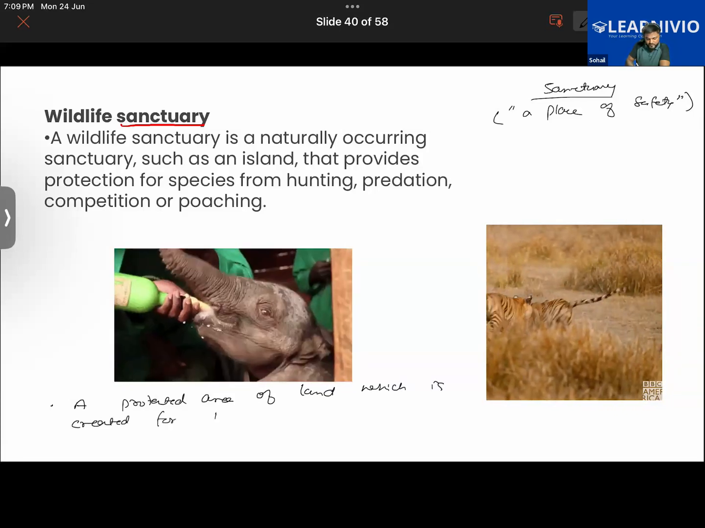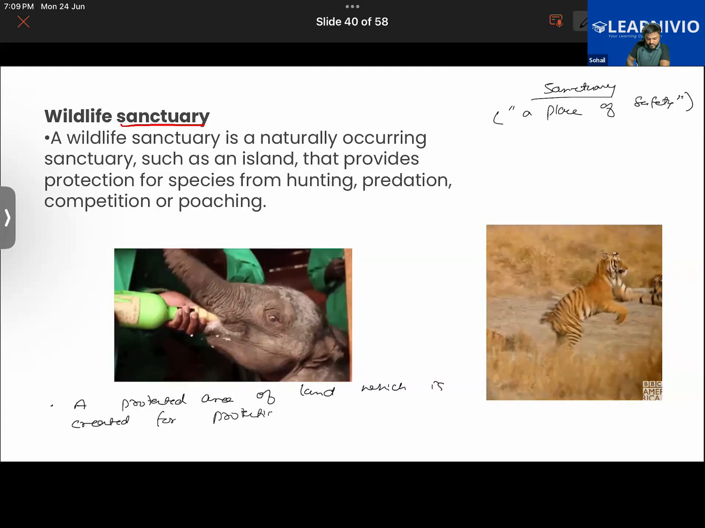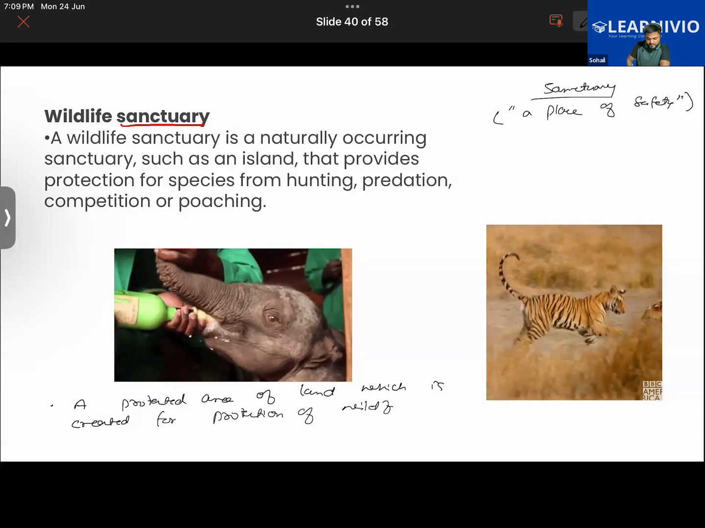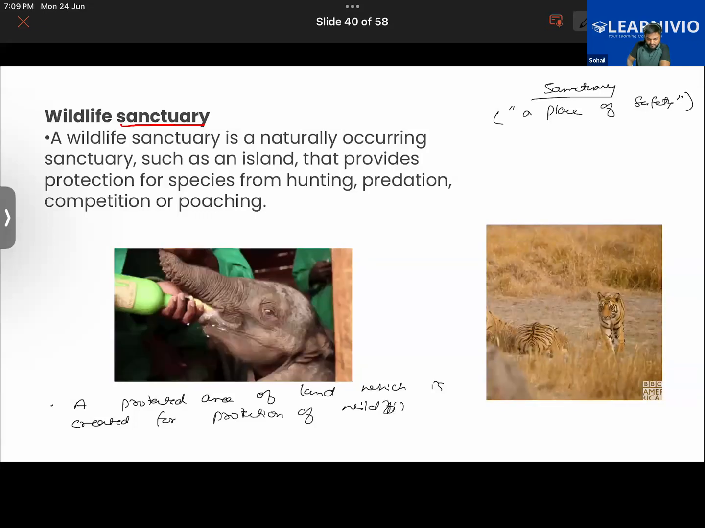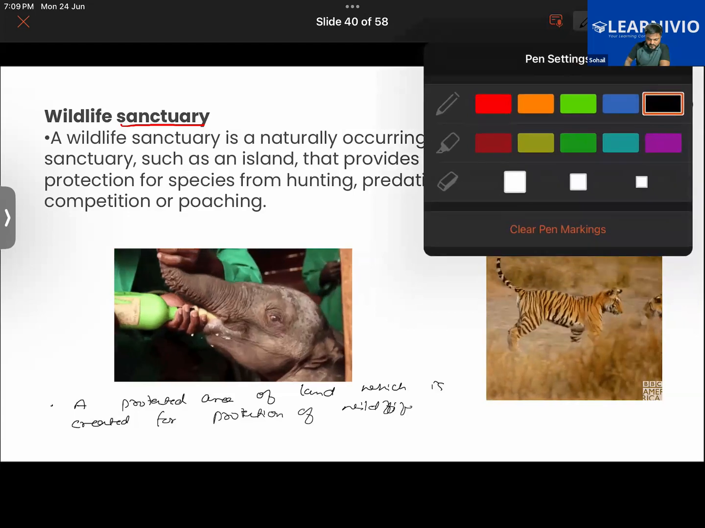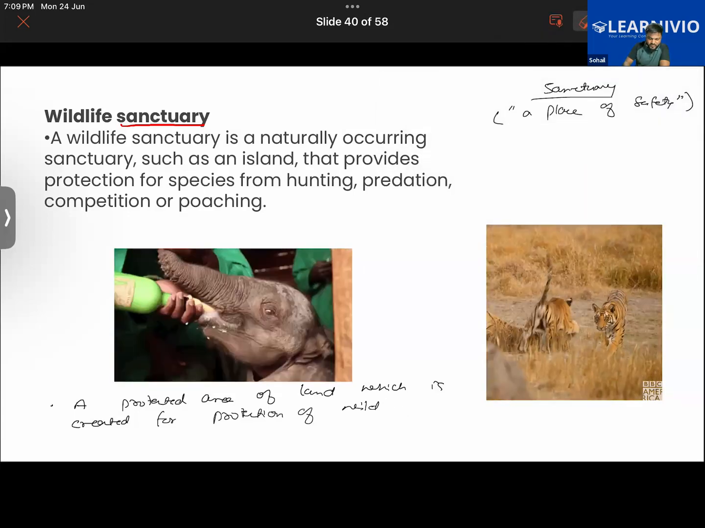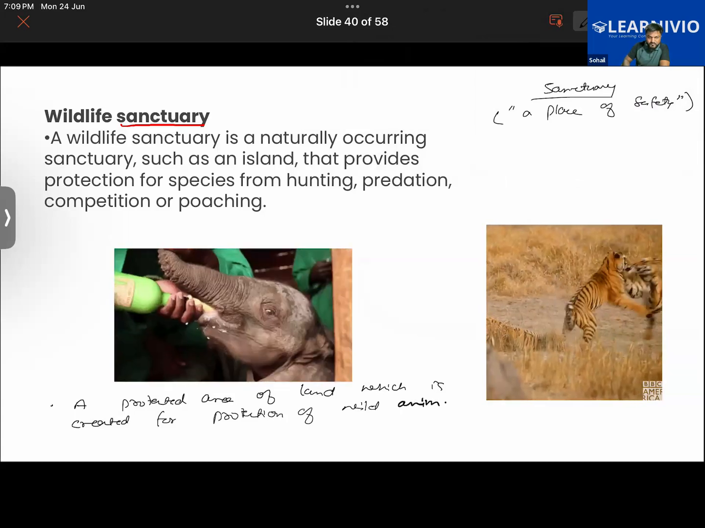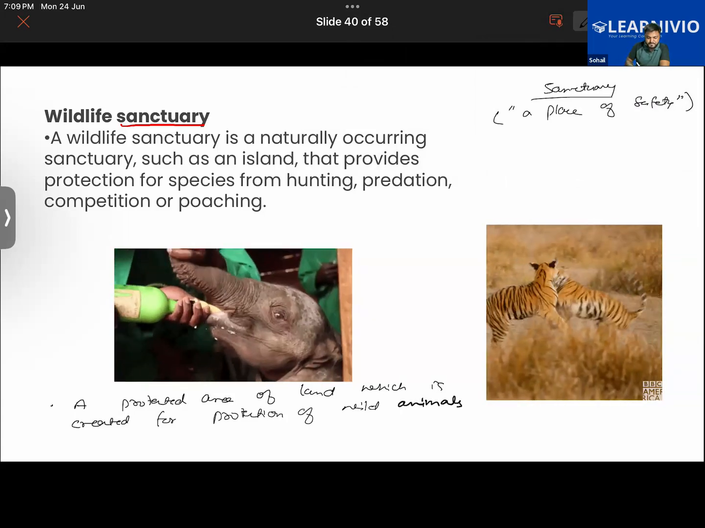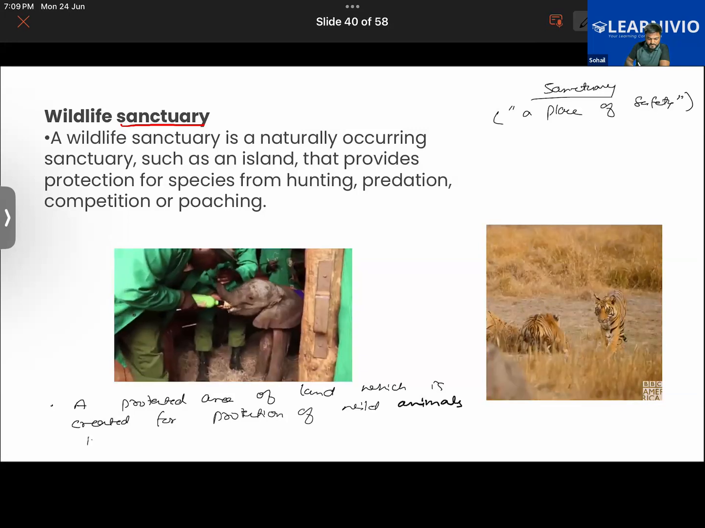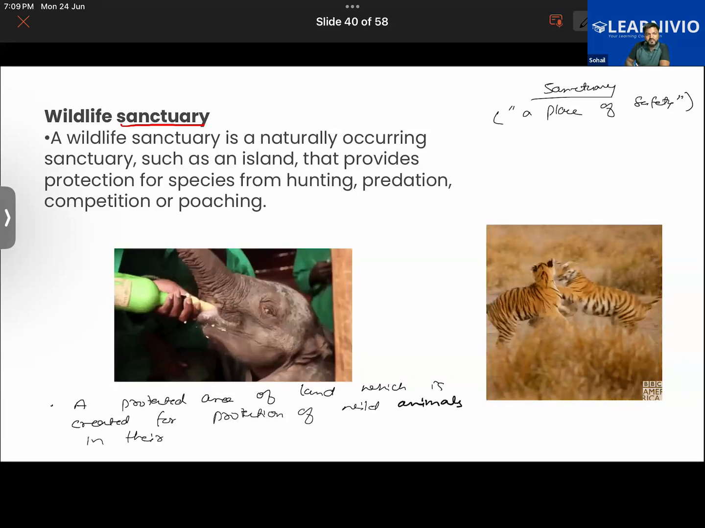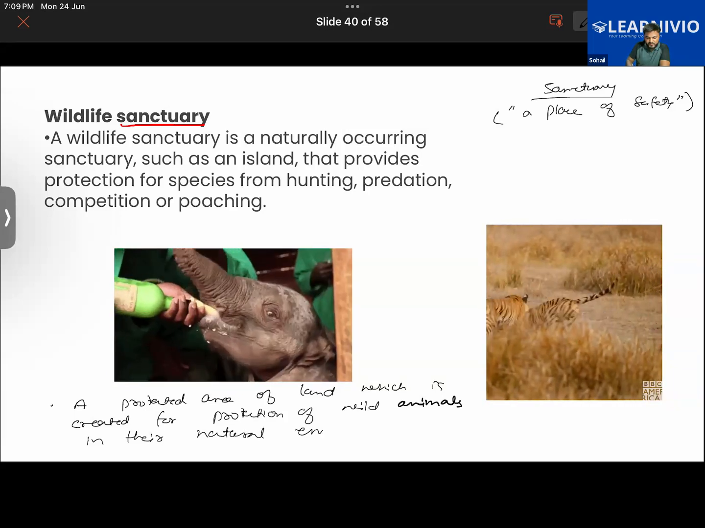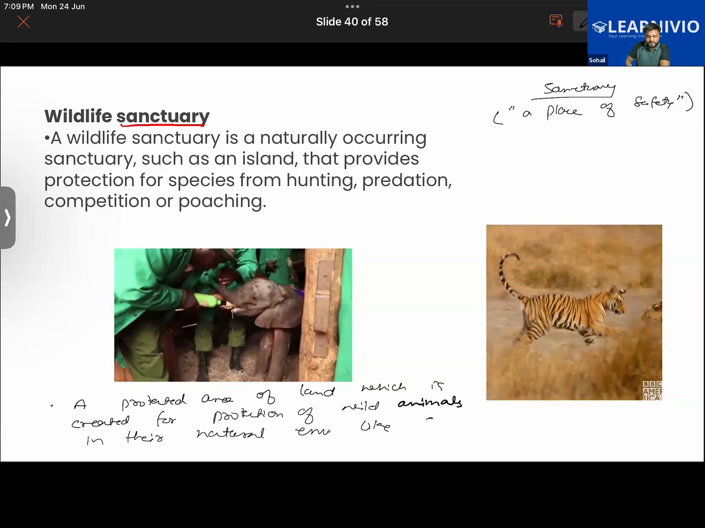created for protection. What does the term sanctuary mean? Yes, what does the term sanctuary mean? A place of safety. A safe place. A very protected, good place. So in their natural environment, like a forest.